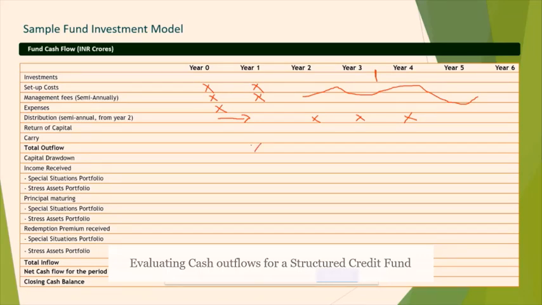Subsequently, if the firm has made investments until year 3, any investment that they made in, let's say, year 1 will mature in year 4 or year 5. Let's assume that the fund duration is 6 years, so they will start paying the investors return of capital from year 4 or year 5 onwards. And then there is carry. So these are the total outflows of the fund in terms of this entire example.